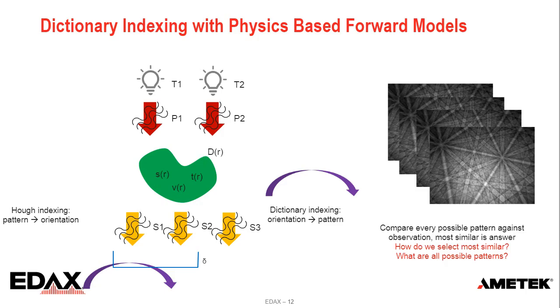The question of how many degrees of freedom is too much has basically two parts. One is that the more phases you index against, the longer it takes. If you index against 5 phases, it's going to take 5 times as long as if you index against one phase, because you have 5 times more dictionaries to compare against.